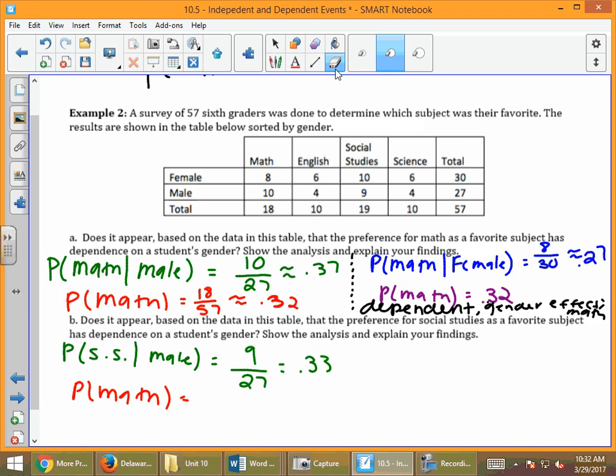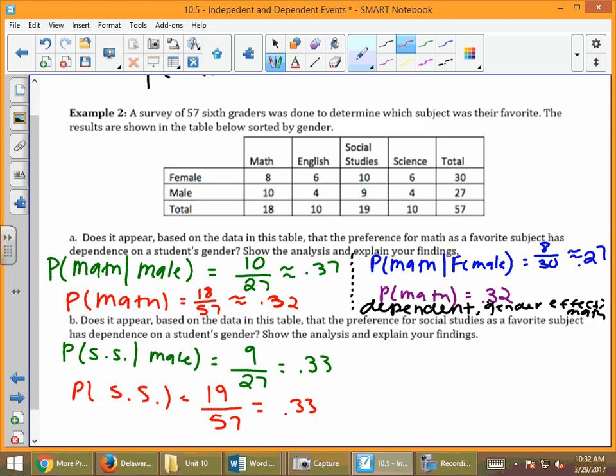Probability of the first thing. We're not dealing with math in this one. Okay. Well, let's find the probability of liking social studies. How many total people just like social studies? 19. Out of 57, the total population. And what is 19 over 57 as a decimal? 0.33. So are these independent or dependent of each other? Independent, yeah. Being male has nothing to do with whether or not you like social studies. There's no connection there. Okay? Now, that might not be true in the real world. I don't know. This is hypothetical. Based off this data.